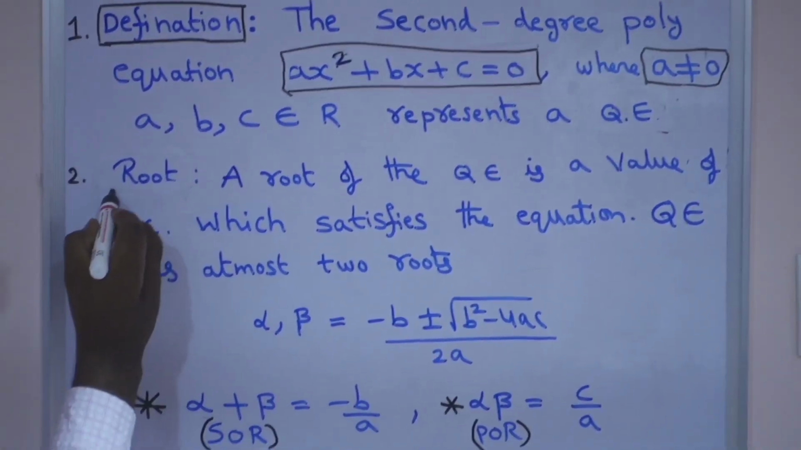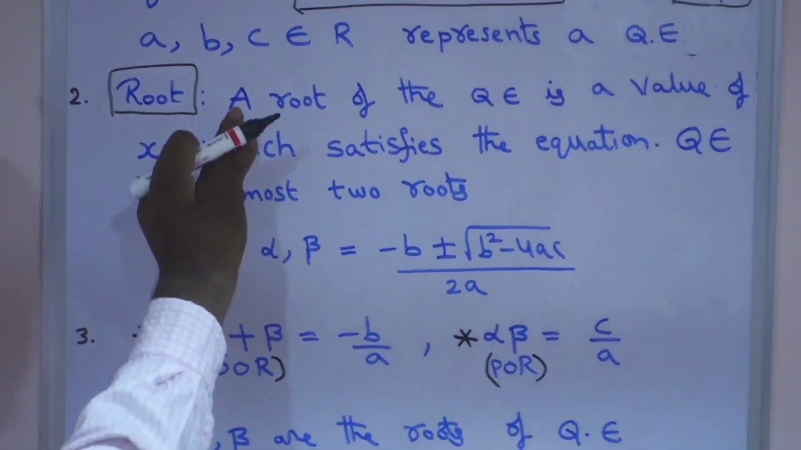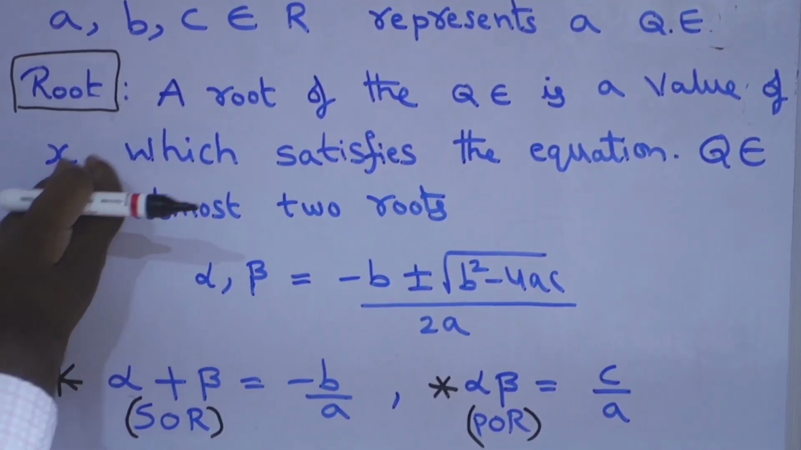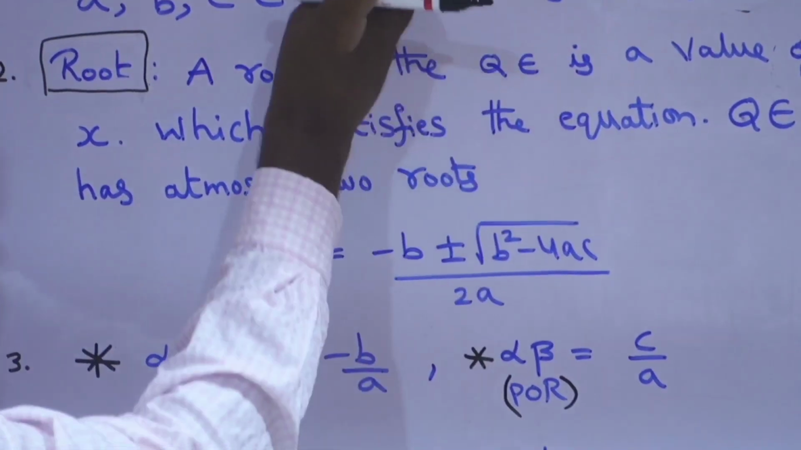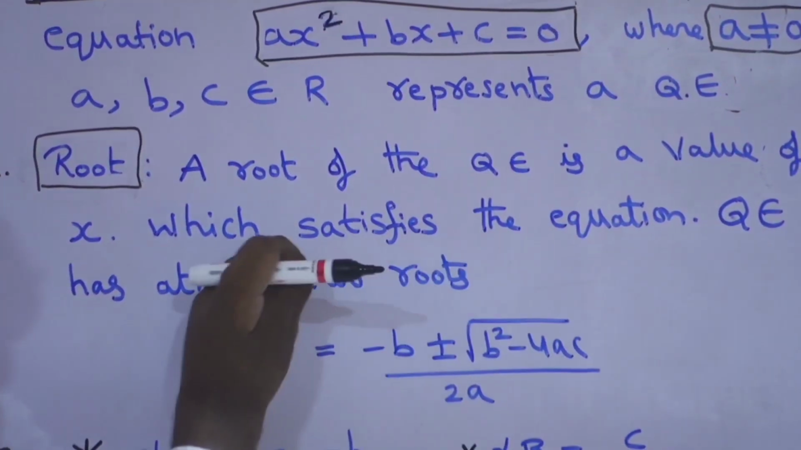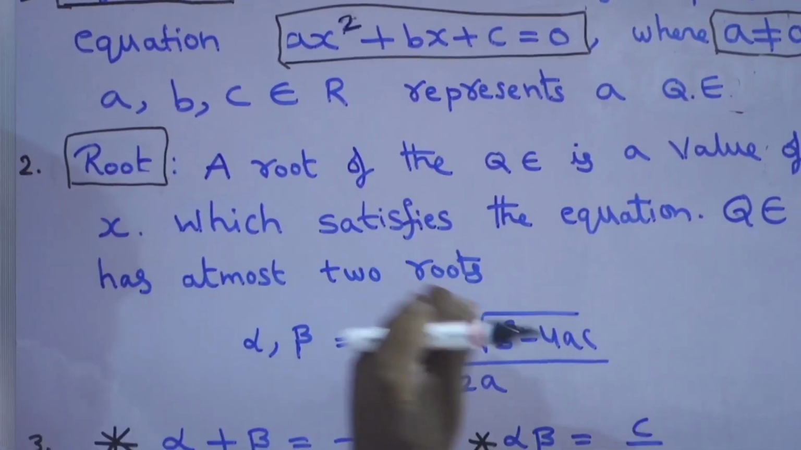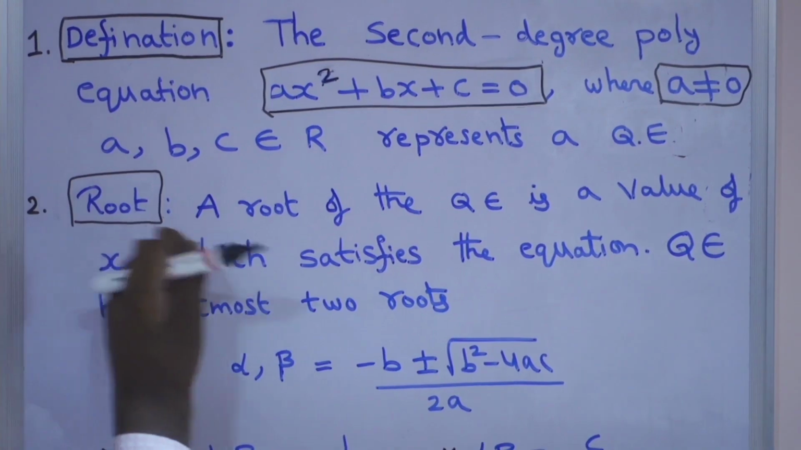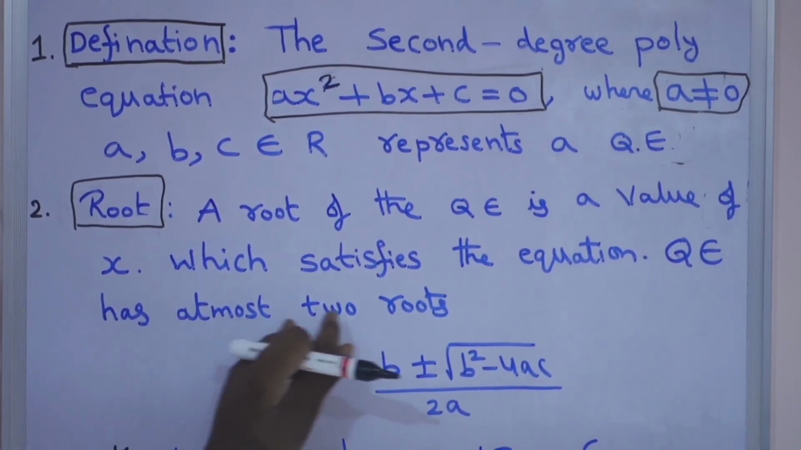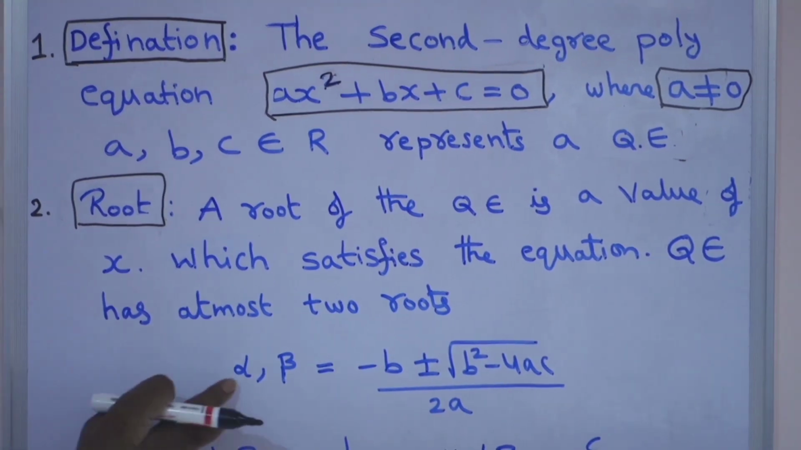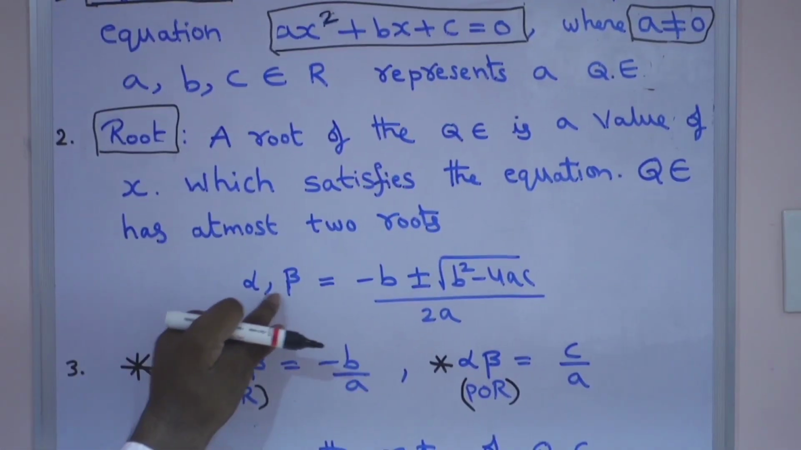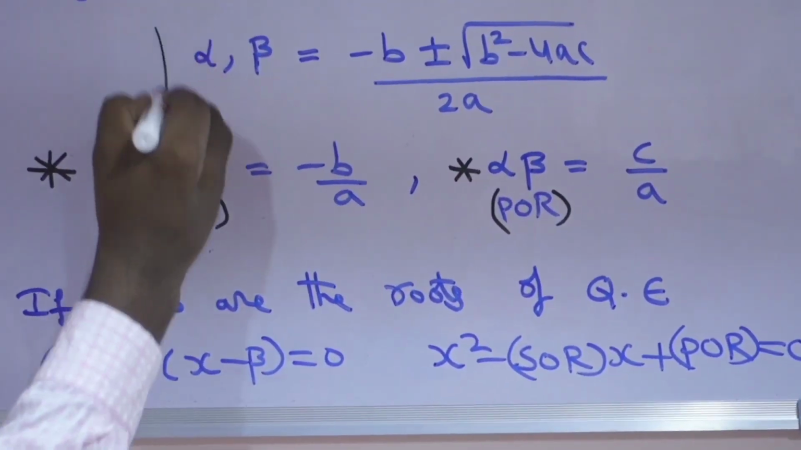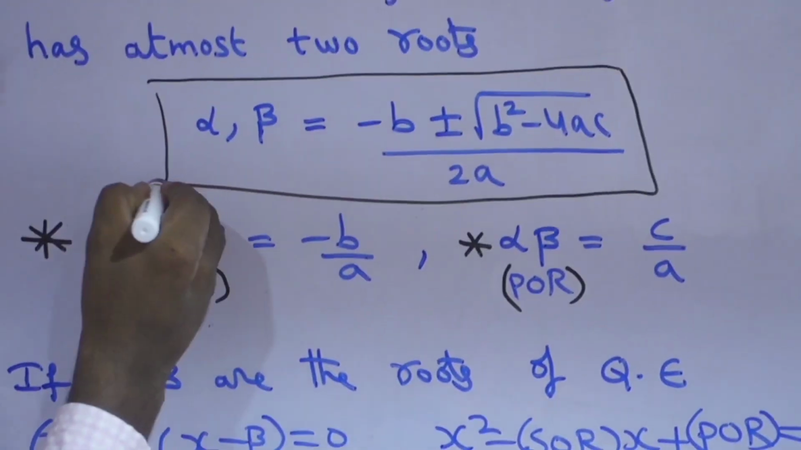Next, root. What is the meaning of root? A root of the quadratic equation is the value of x which satisfies the equation. Which equation? ax square plus bx plus c is equal to 0. Which satisfies the equation is called root of the equation. Then how many roots for the quadratic equation? A quadratic equation has at most 2 roots, maximum 2 roots, where alpha, beta are the roots. Alpha, beta is equal to minus b plus or minus root over b square minus 4ac by 2a. So this is the formula for alpha and beta.